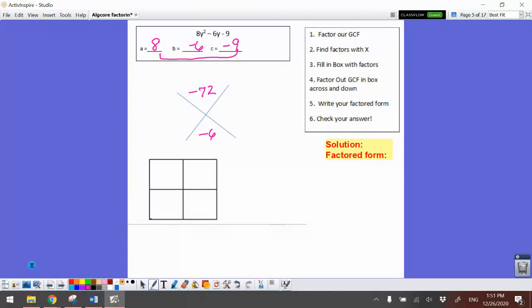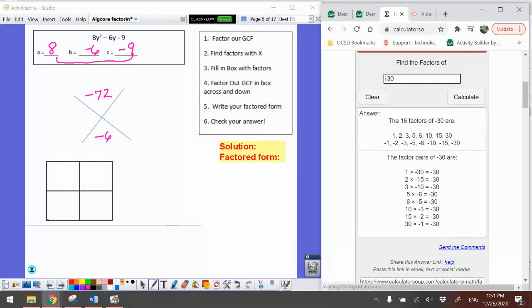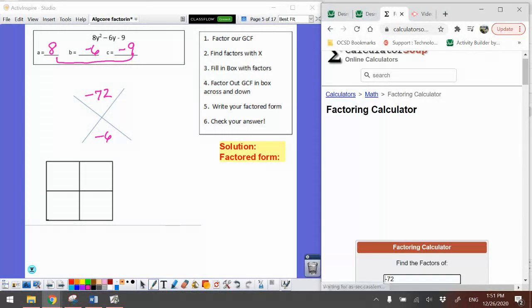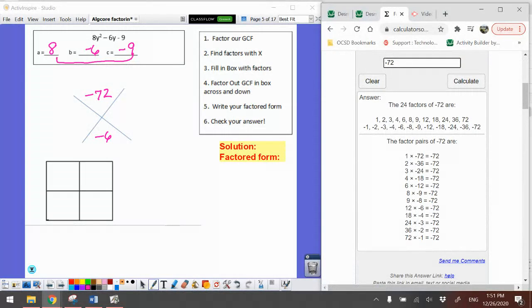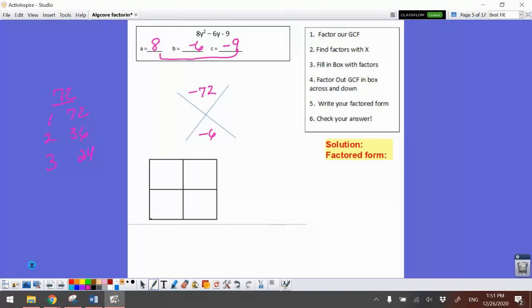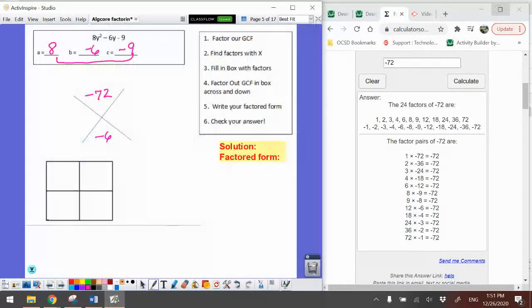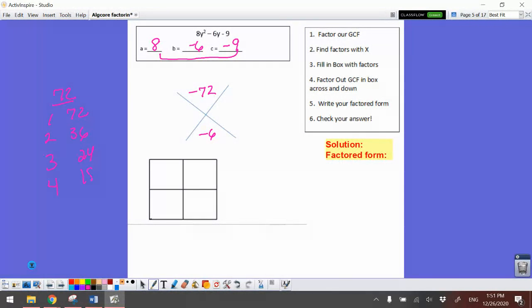Okay, so we need factors of 72. So 1 and 72, 2 and 36. And I know there's a whole lot more, so I better use my factor calculator. So I've got 72. 3 and 24, 4 and 18, 6 and 12. And of course, 8 and 9.